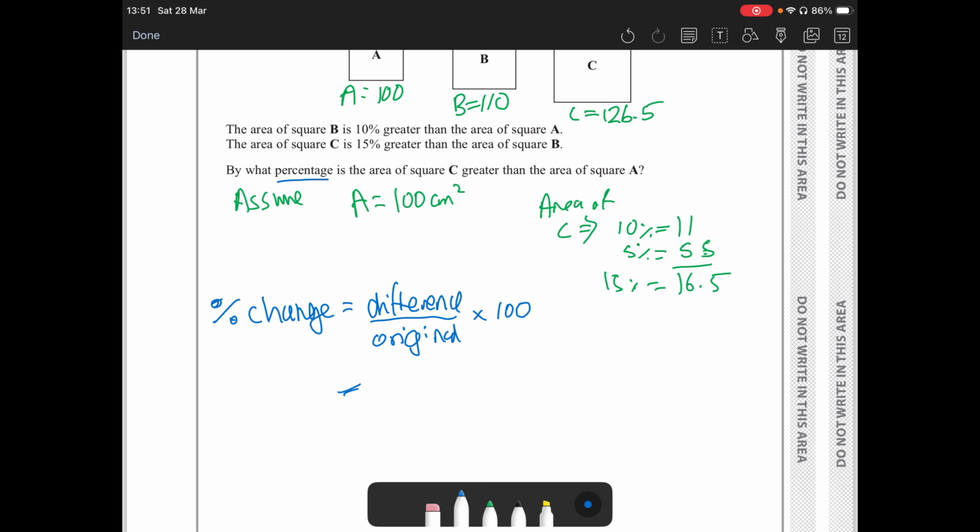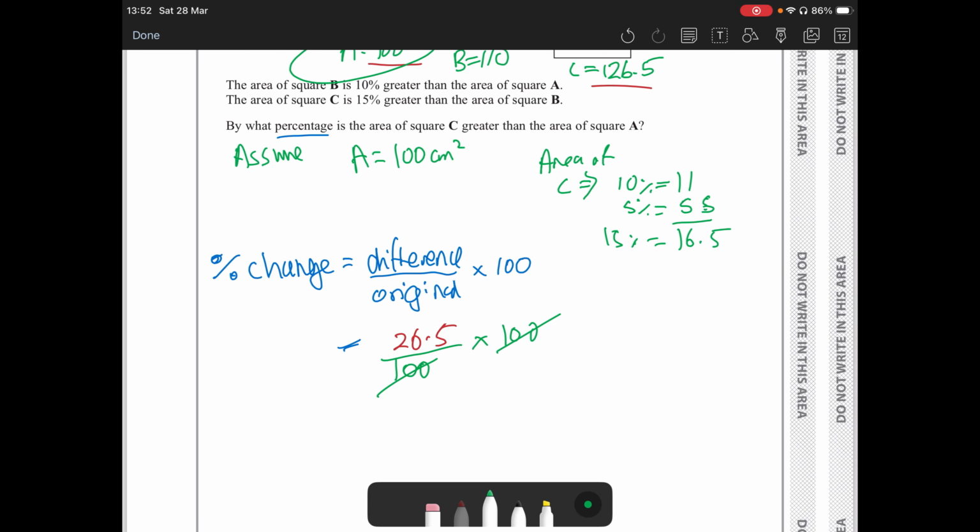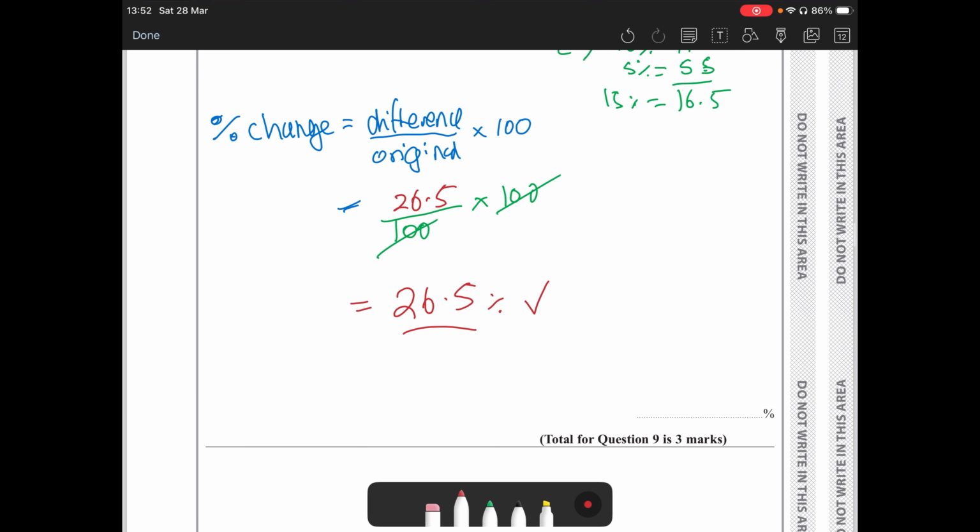So the difference, first of all, is by how much has it gone up by? Well, 126.5, take away 100. This is easy, it's just 26.5. Now the original, because A was the original shape, this is where it all started. We'll divide by 100. And then to turn into percentage, we times it by 100. Well, lucky us, the hundreds cancel out. How lucky was I? This is why I always like starting with the number 100. So the answer is 26.5%. So if you said 26.5%, there are various ways you could have done it. I'm not saying you had to do it my way, but yeah, 26.5 is the final answer. Well done if you got that.